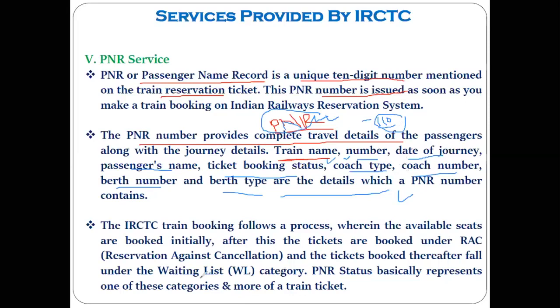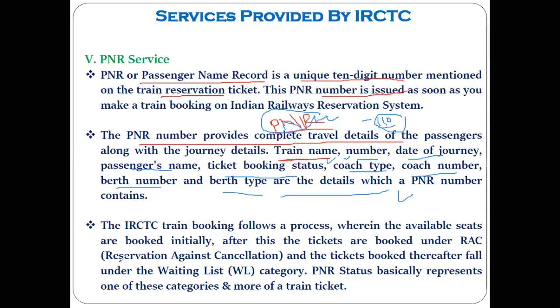Suppose today you are trying to book the ticket and you can see the train is full, meaning reservation is full. Understood the situation? Even then you can book the ticket. What I'm saying, then also you can book the ticket. And once some of the tickets already booked before you get cancelled, then only you can get the ticket. Yes or no?